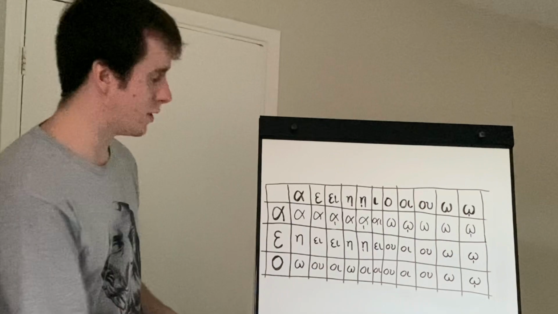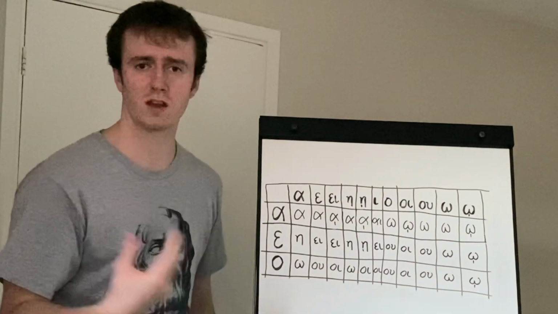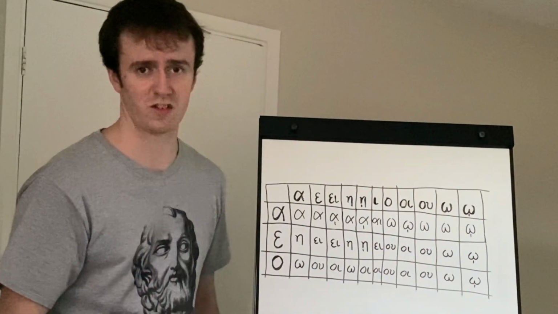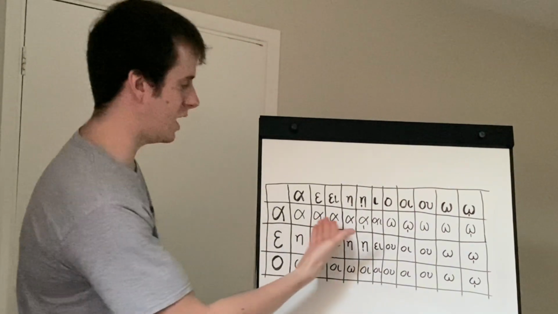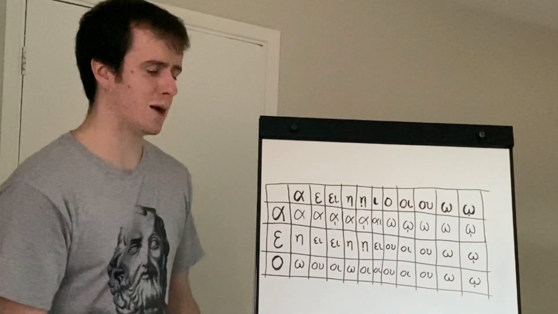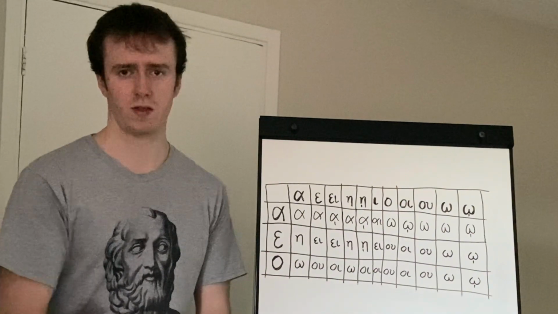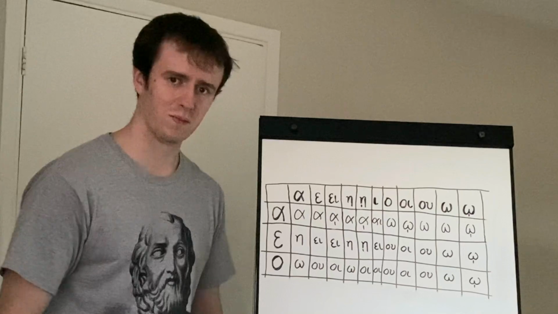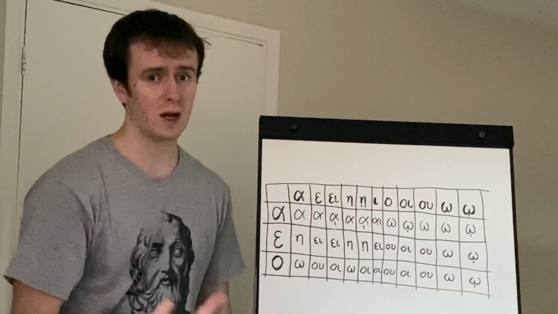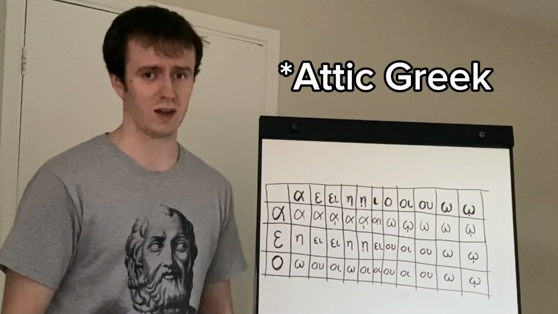So please remember that this information about contraction is for the Attic dialect of classical Greek only. So if you commit this table to memory, then you'll be able to do any contraction. You will know how alpha, epsilon and omicron contract with any vowel or diphthong they may meet, and therefore you will know what the resulting vowel or diphthong is. So if you remember this table, you can do any contraction you need to do in ancient Greek.